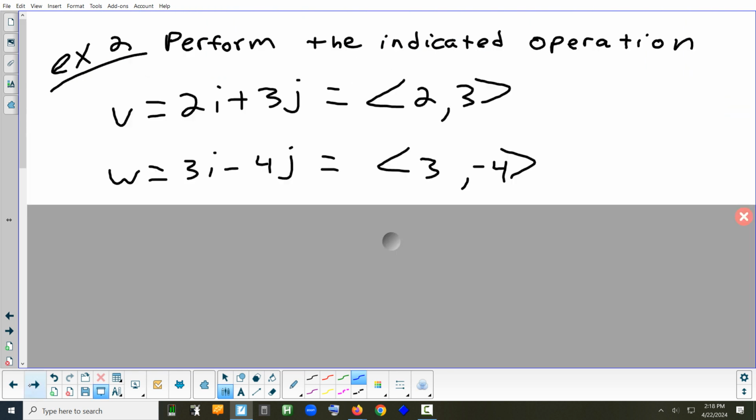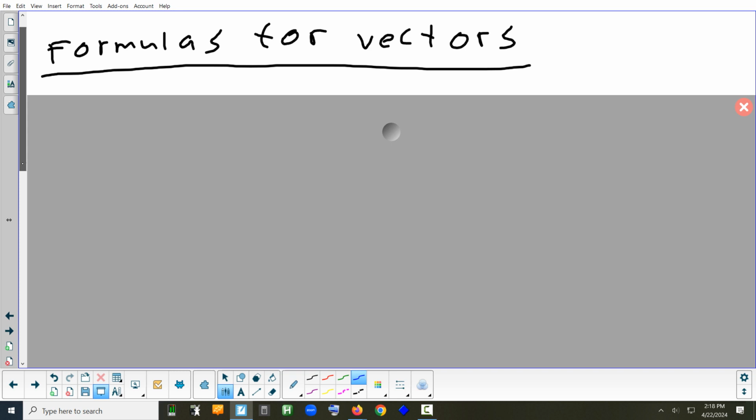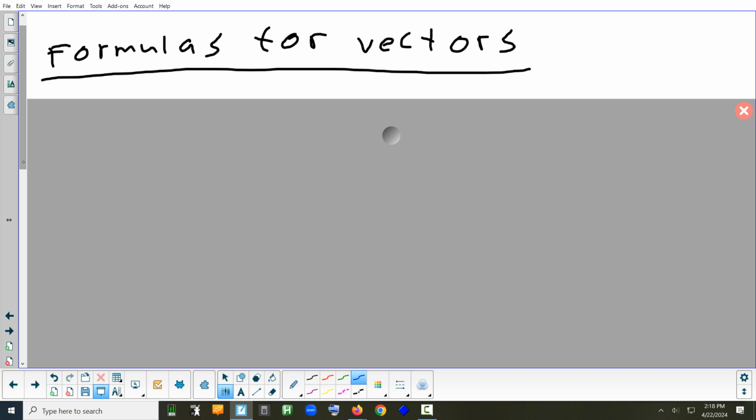All right, so I think this will be the last thing we do. So I want to look at the same things we've done for vectors so far: adding, subtracting, scaling. But this time I don't want to draw any. I just want to use numbers to do it all.